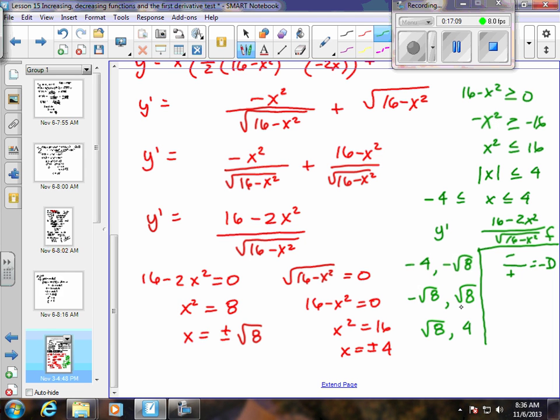In the next interval, we can use 0. I love 0. So putting 0 in, my numerator is positive, and the denominator is always positive. So f is increasing. And then in the last interval, we can use +3. What will we find there?